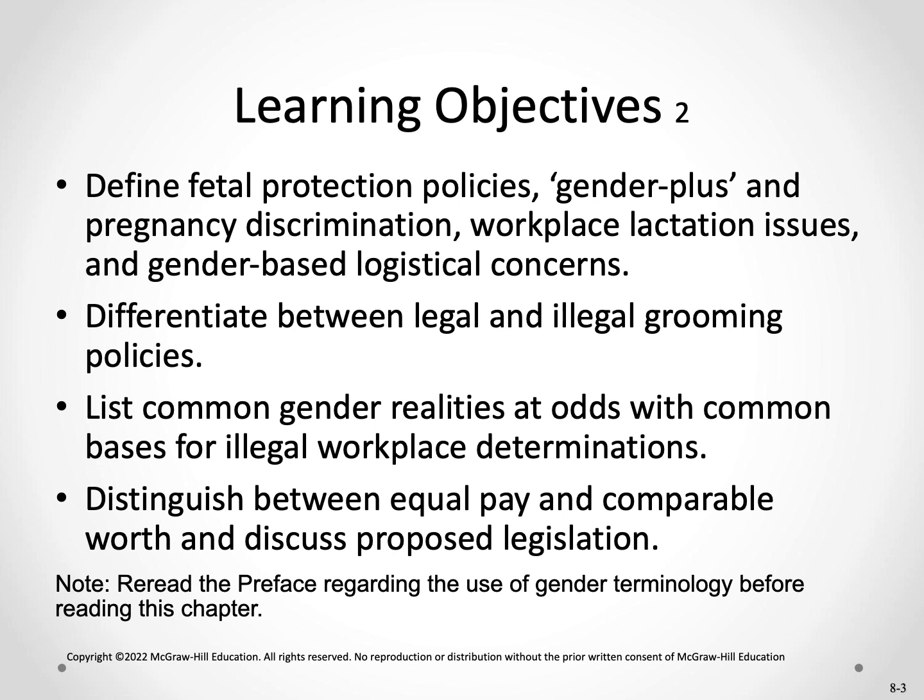We're going to list common gender realities at odds with common bases for illegal workplace determinations. So what are some of the realities around workplace discrimination issues? And we're going to distinguish between what we mean by equal pay and comparable worth and how these things are nuanced. As I said in the opening slide, we have moved more towards the concept of gender discrimination versus sex discrimination. And the preface in the textbook actually does a nice job summarizing why this change was made and where we're at in terms of using the term gender discrimination versus sex discrimination at this point.